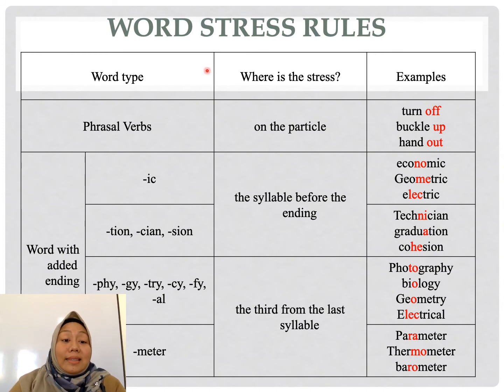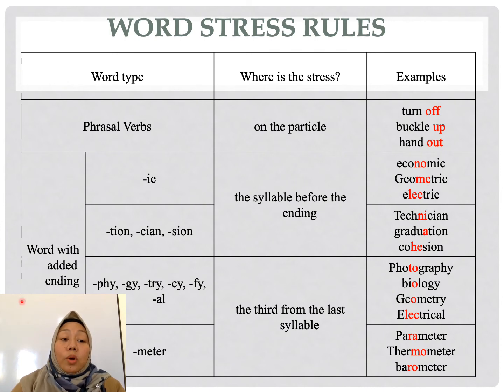Okay, the next one, if you have phrasal verbs, then the stress is on the particle. For example, turn off, buckle up, hand out.